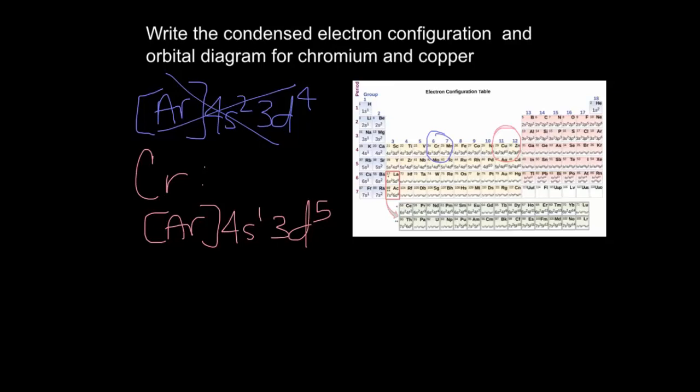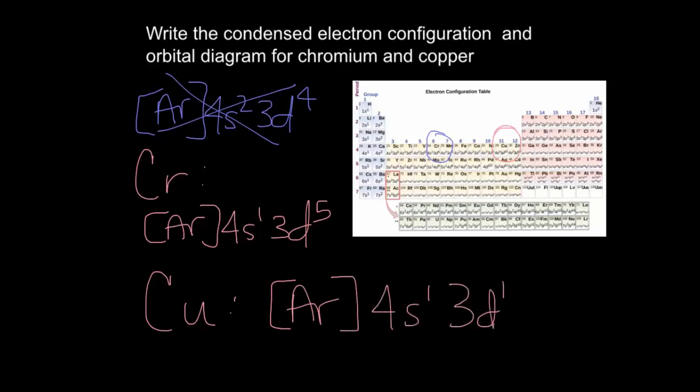Copper is also an exception because it wants to have that fully filled sublevel. So for copper, the correct electron configuration is argon, 4s1, 3d10, rather than 4s2, 3d9 like you would normally predict, so that it has this completely filled sublevel or a half-filled sublevel. So chromium and copper are important exceptions to the Aufbau principle.